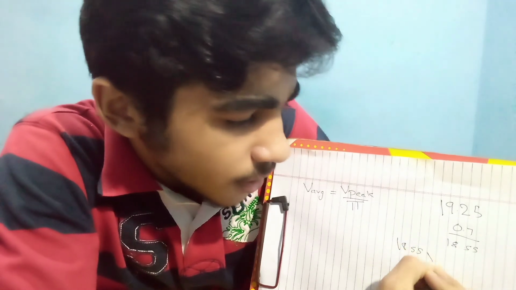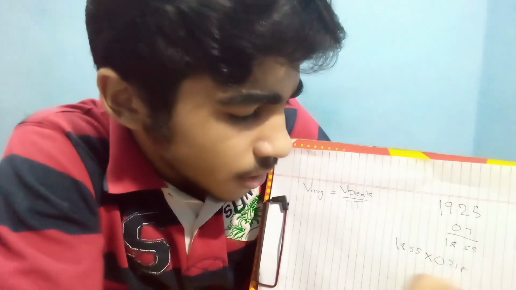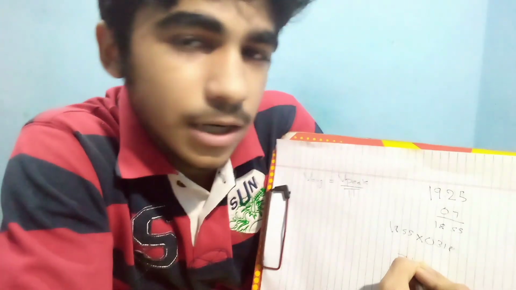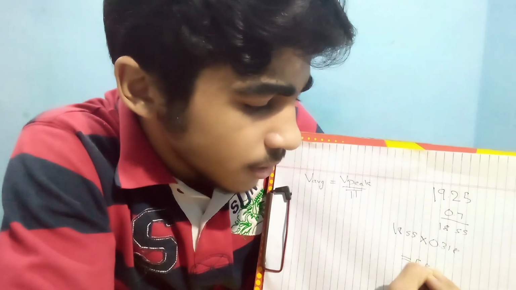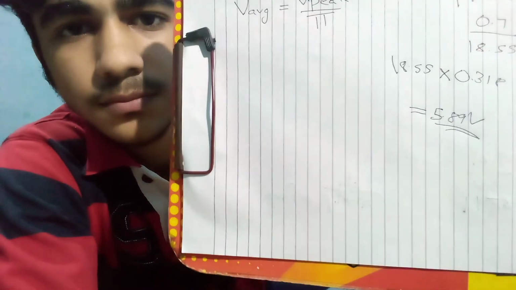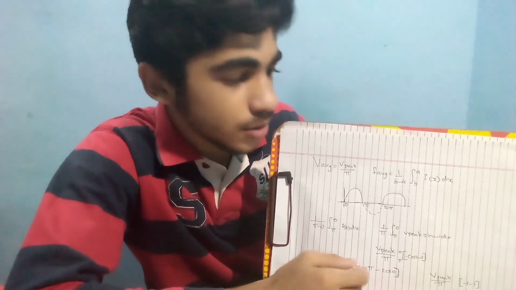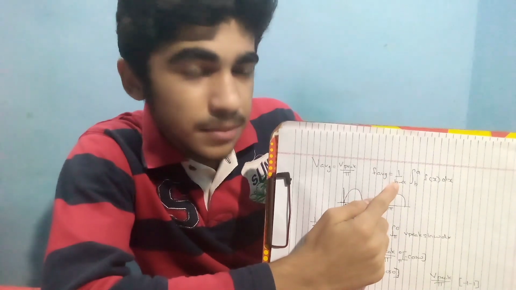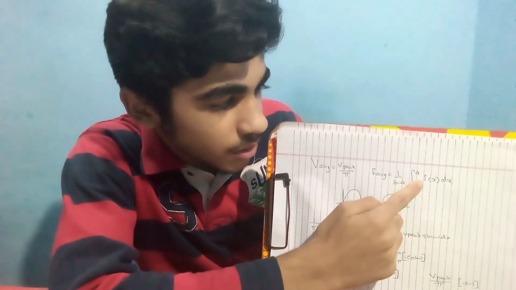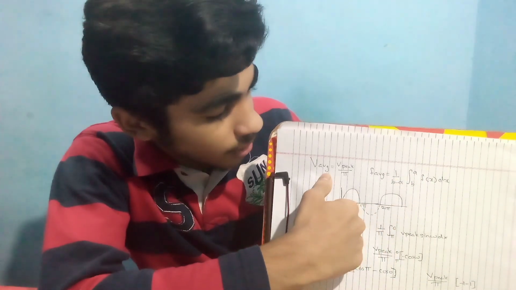18.55 times 0.318, or just 1 by pi, you will end up with a value of about 5.89 volts. So that's the answer. For deriving this equation, you need to know a little bit of calculus. If you are familiar with calculus, you know that for finding the average value of a function, you use this: 1 by (b minus a) times the integral from a to b of f of x dx. Using this, you can derive this.